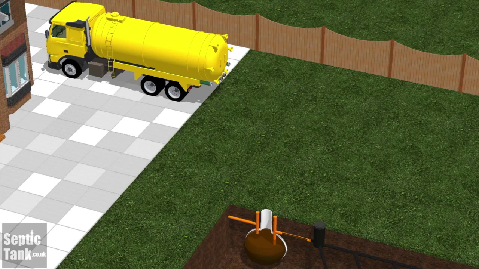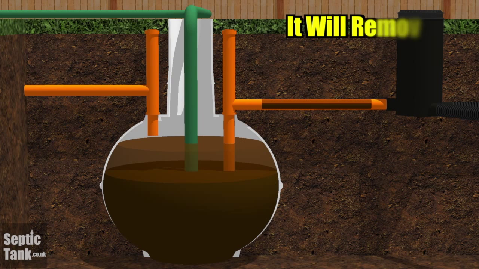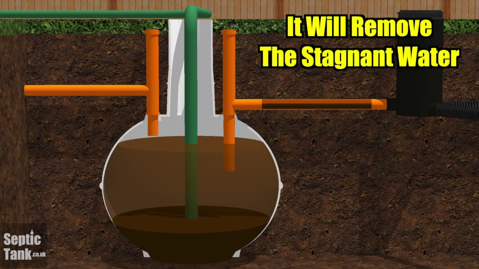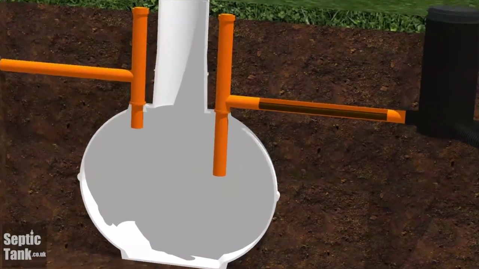Okay, so one route that people normally go down to try and fix their blocked soakaway problems is to get the septic tank emptied. Well, for me, that's not a viable option. Let me explain why. If your septic tank is backing up or overflowing, then of course you need to get it emptied, and this will remove the stagnant wastewater inside the septic tank, but that's all.